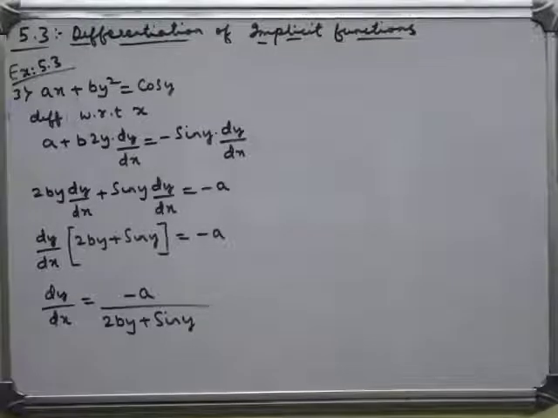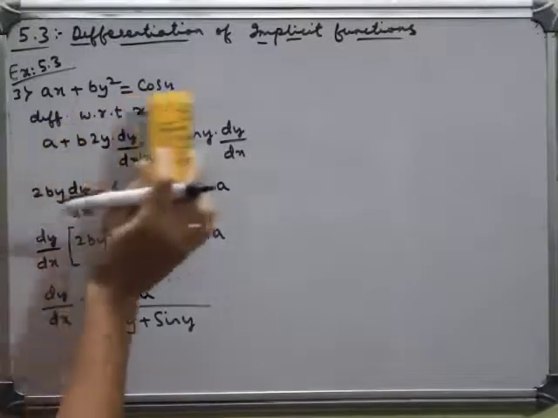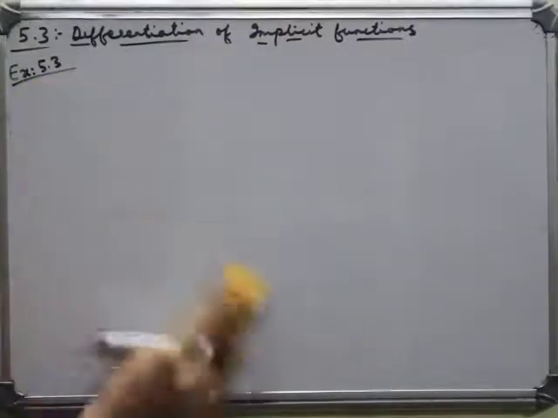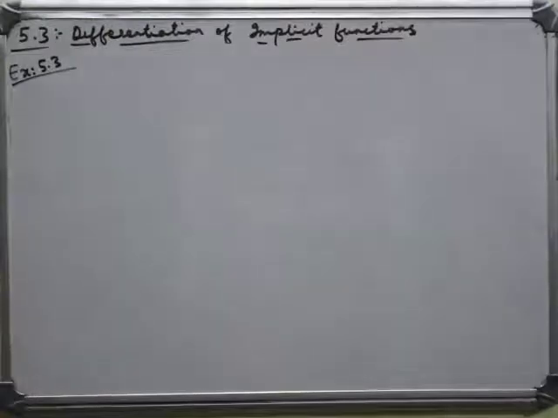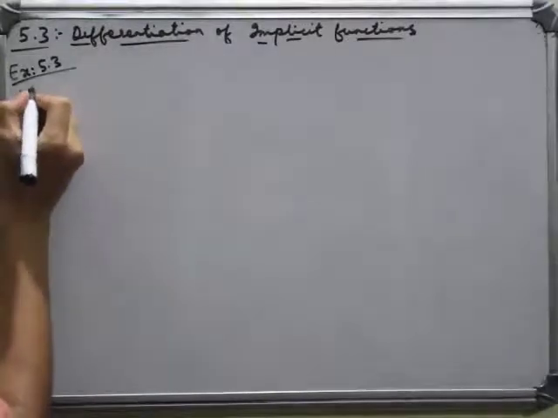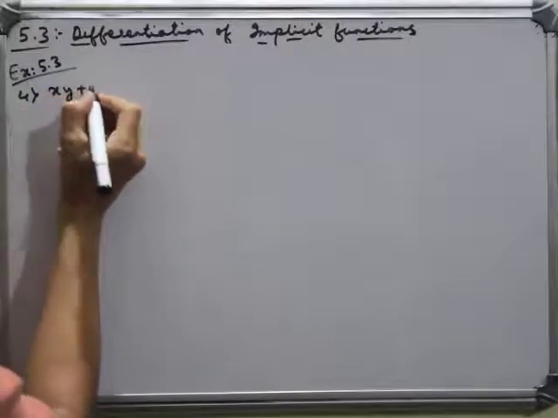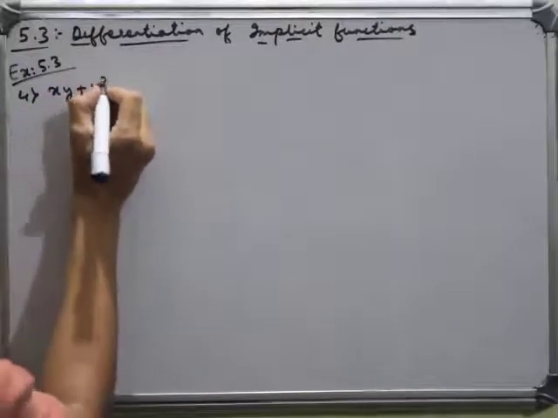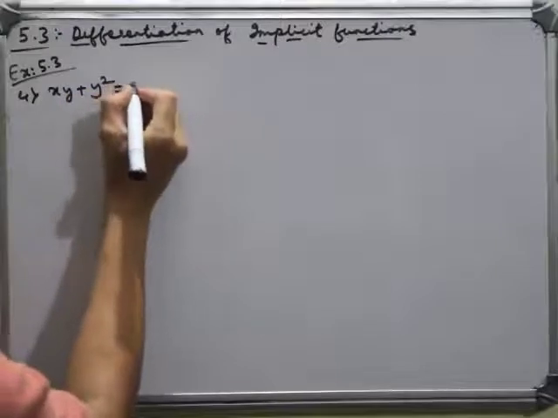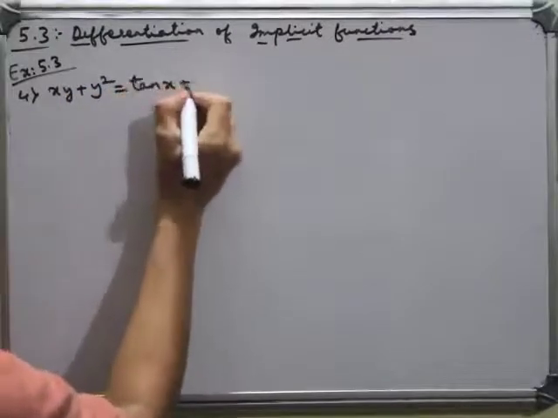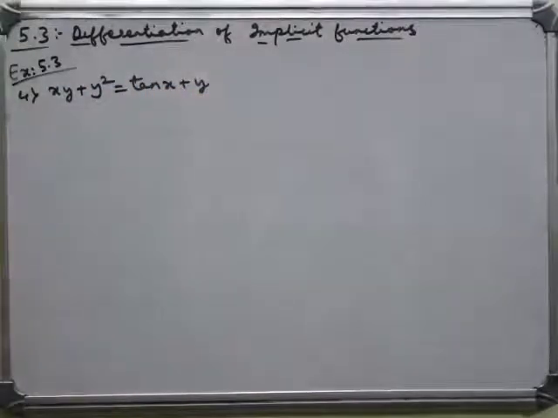Question number 4 is xy plus y square equal to tan x plus y. Okay, this is a different type of question.